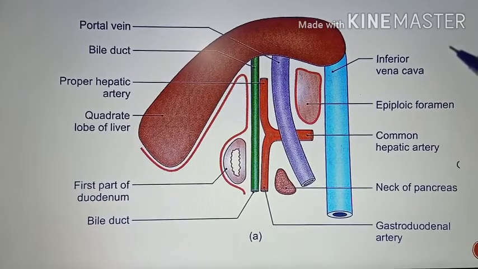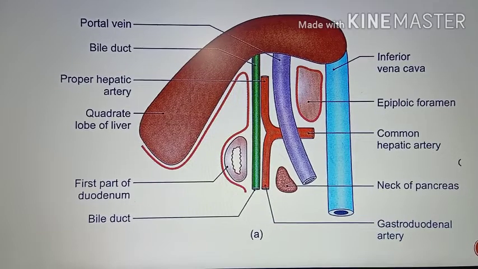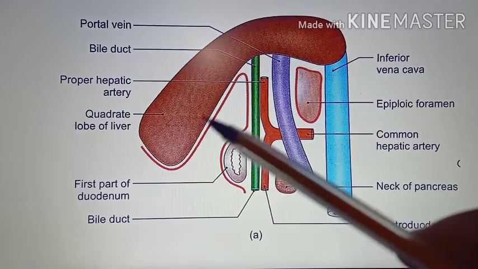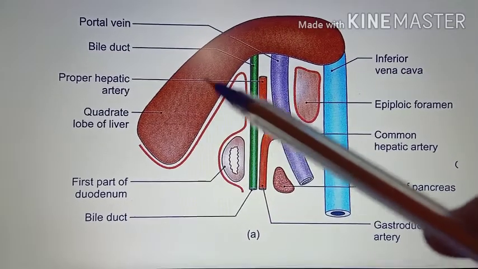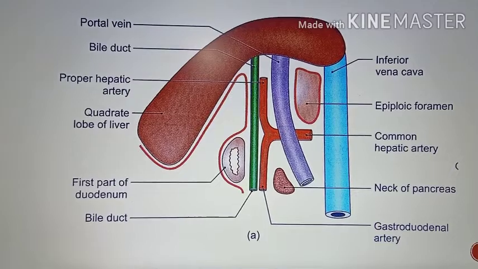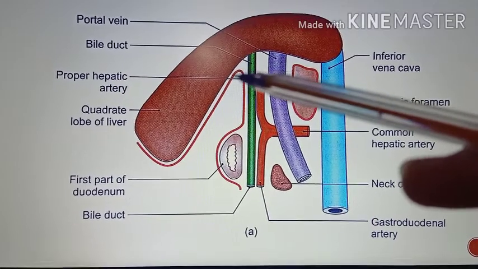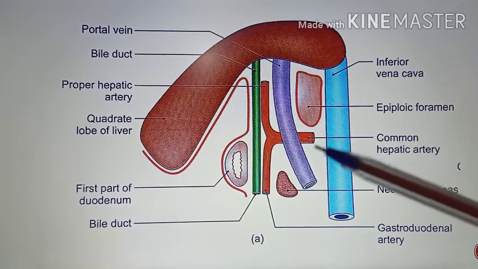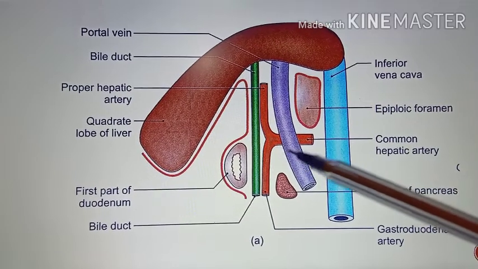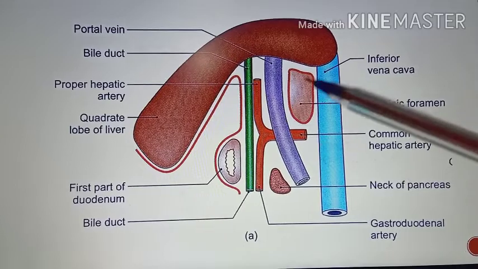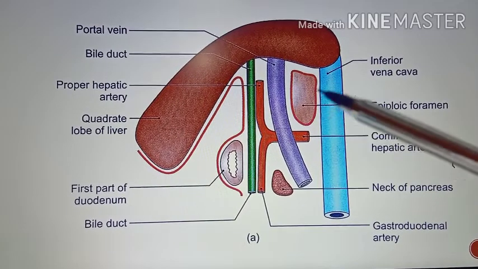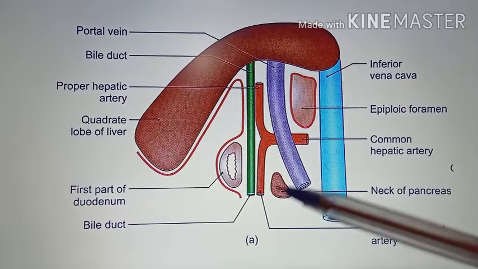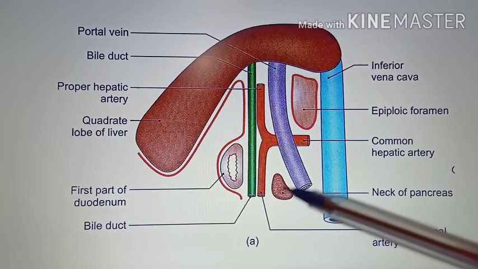So now coming to the relations. Anteriorly you have the quadrate lobe of the liver. Then you also have the neck and body of the gallbladder, which will be present in front of the duodenum. Superiorly you have the common hepatic artery, and above it you have the epiploic foramen. The inferior relation is the head as well as the neck of the pancreas.